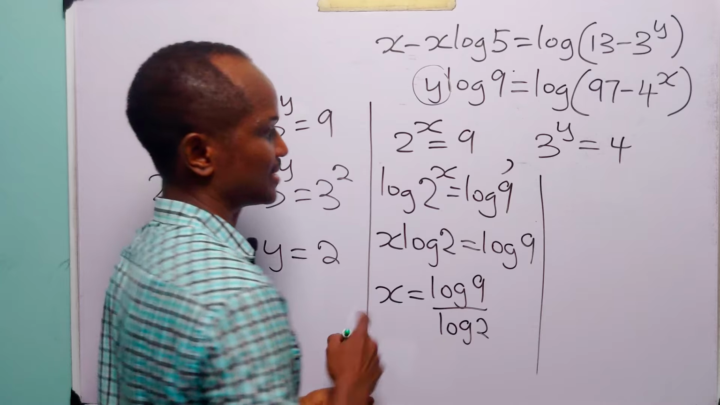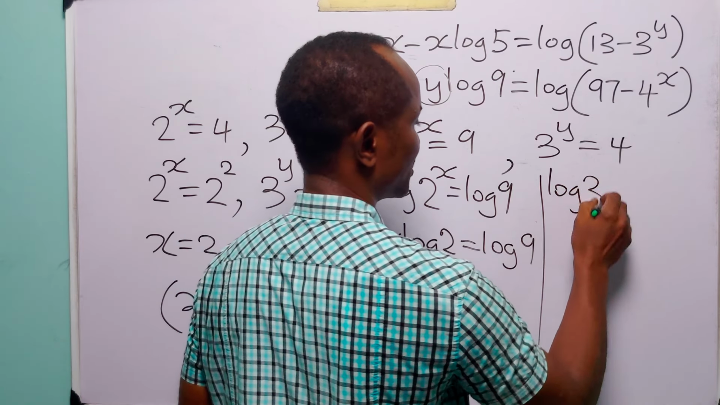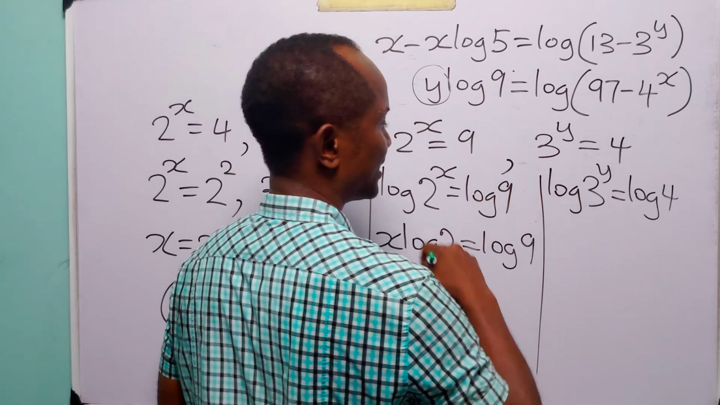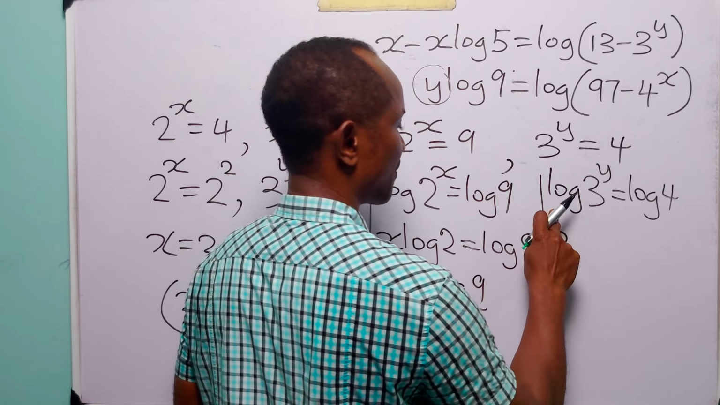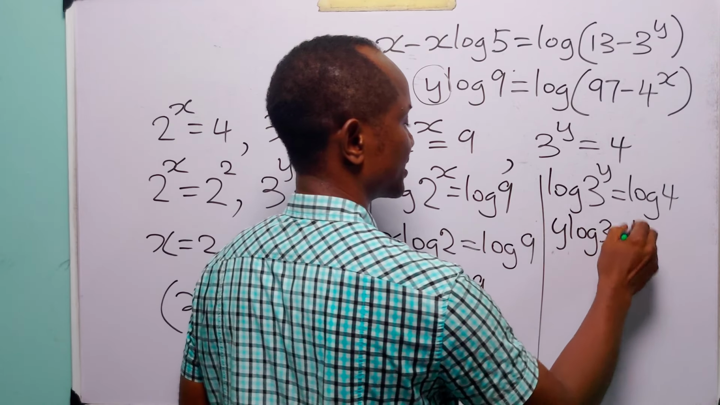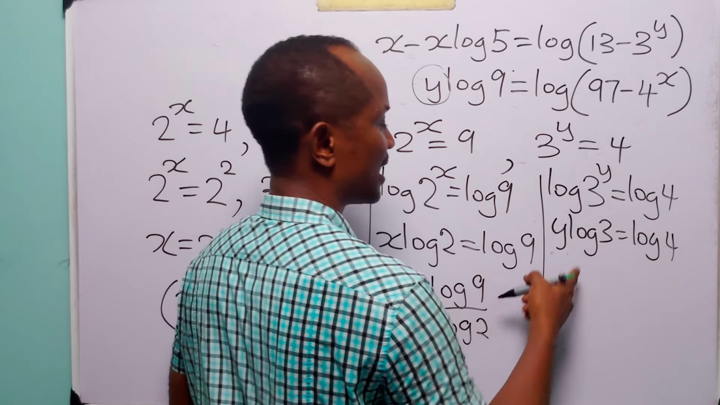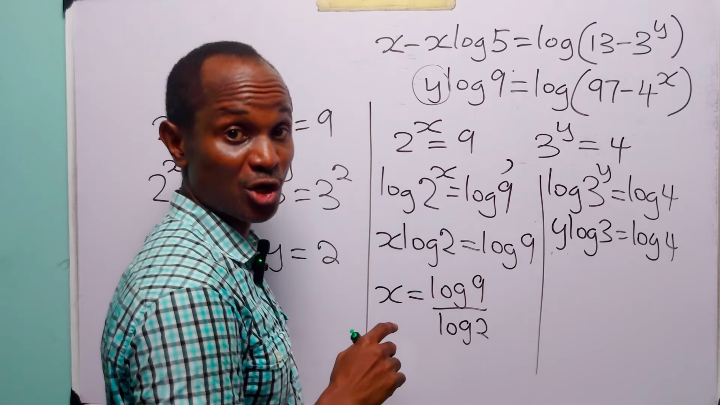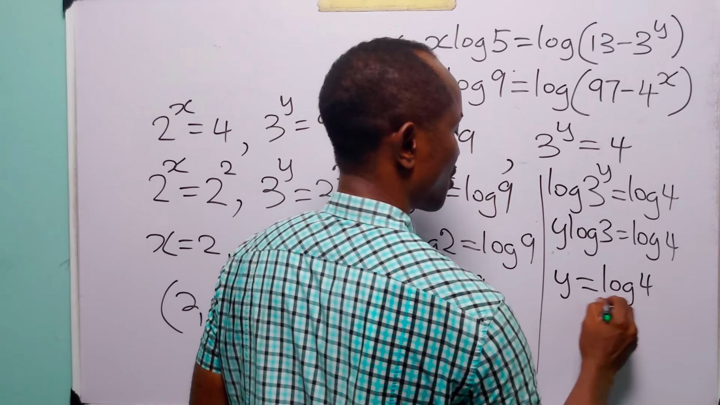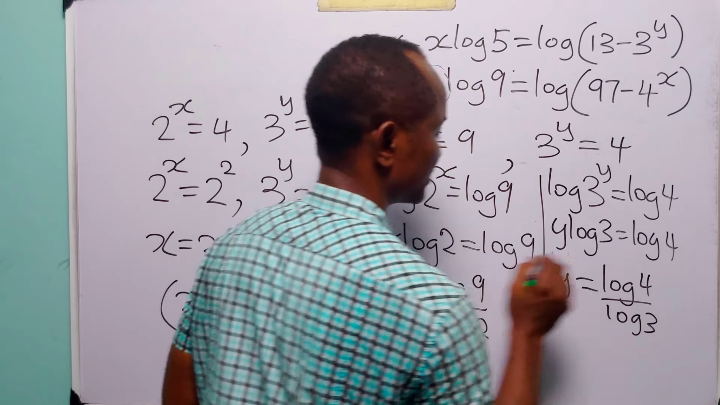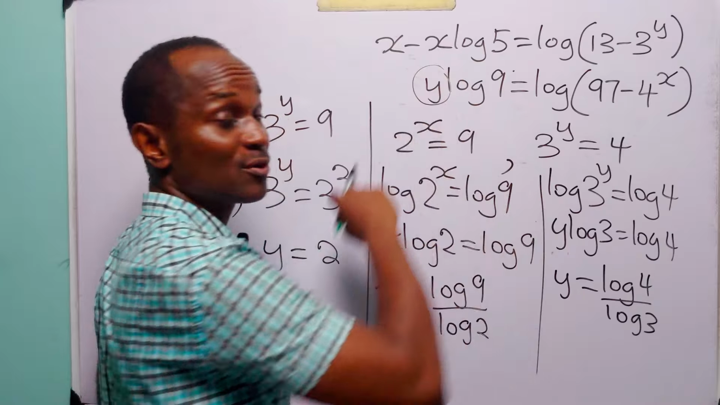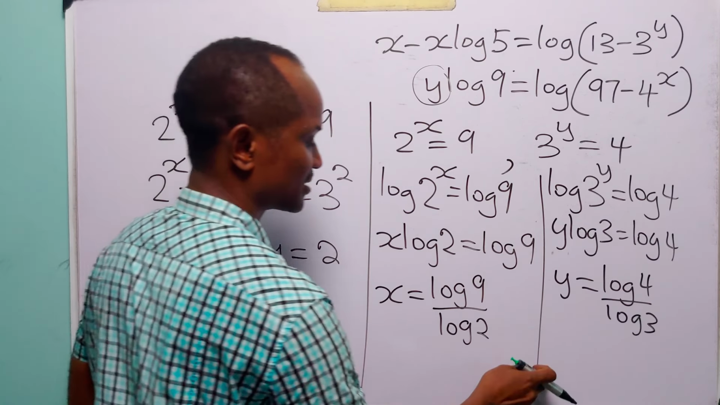Now, the same thing happens here. We take log of both sides. When we do that, we have that log 3 to the power y is equal to log 4. Applying the power rule once more, we have that y log 3 is equal to log 4. And dividing both sides of this equation by log 3, we have that y is equal to log 4 over log 3. So the second point that satisfies these two equations simultaneously is the point.